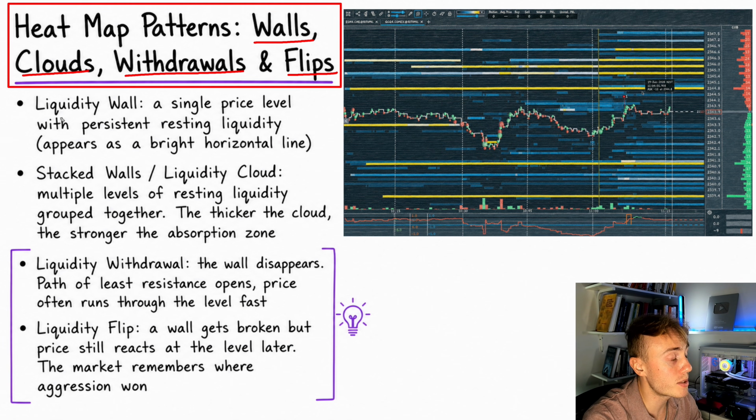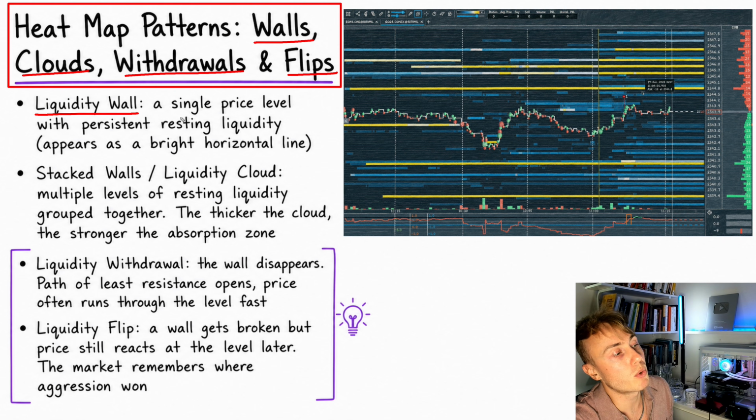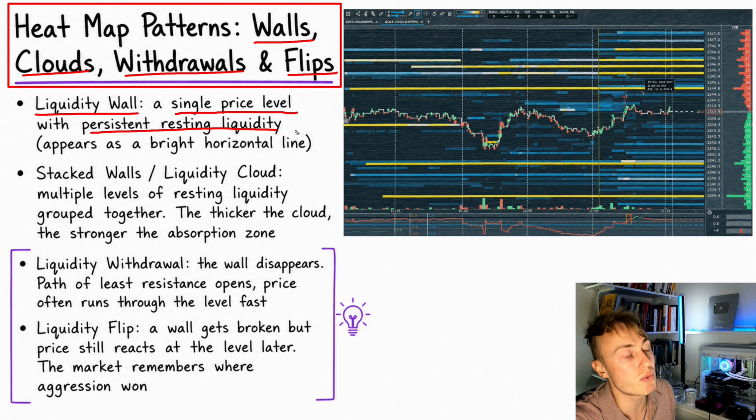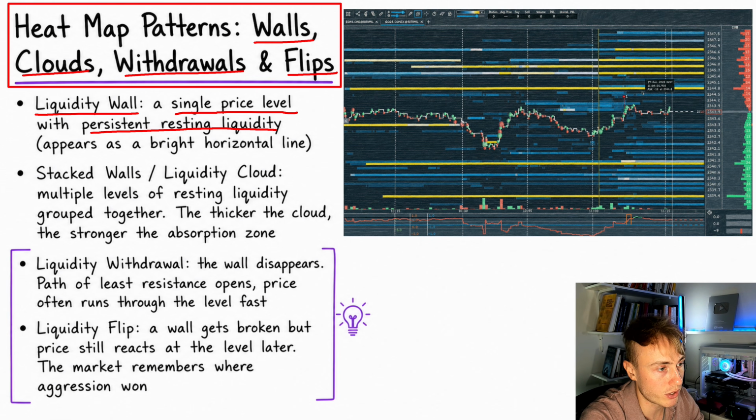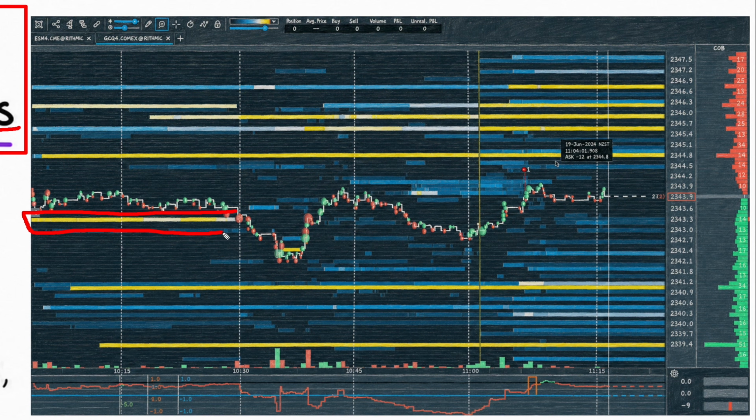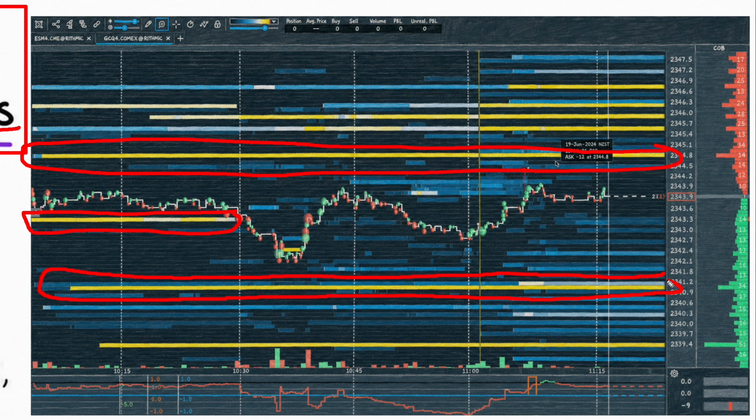And let's begin here with the liquidity wall. A liquidity wall is a single price level with persistent resting liquidity. So these are basically the strong and bright lines on the chart. So for example, this right here is a liquidity wall. You can see this yellow one all the way here is a liquidity wall. Down here, we have a liquidity wall, and so on and so on.